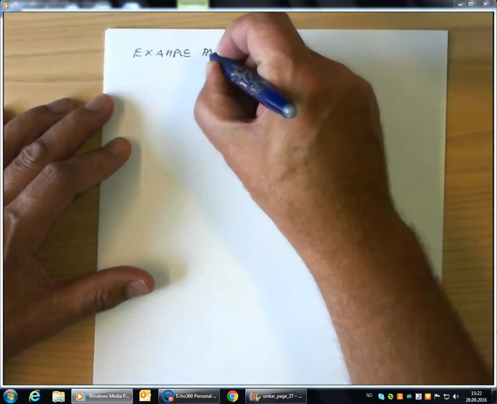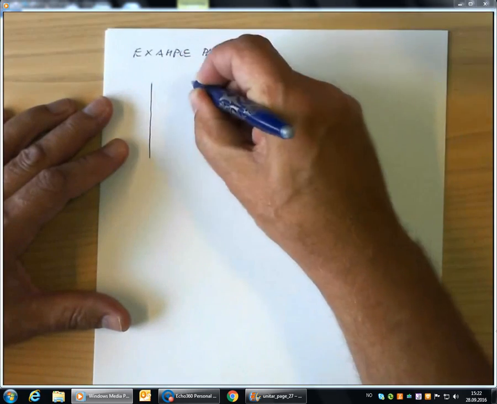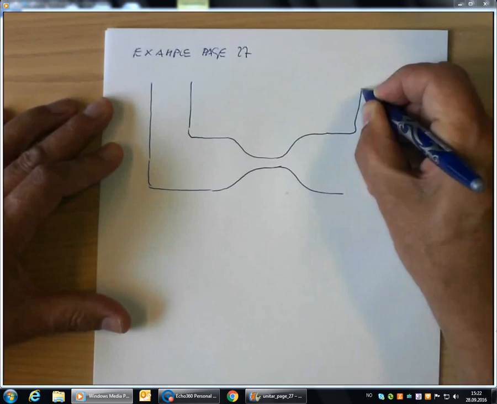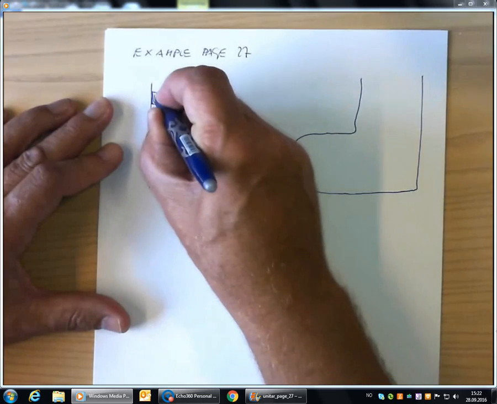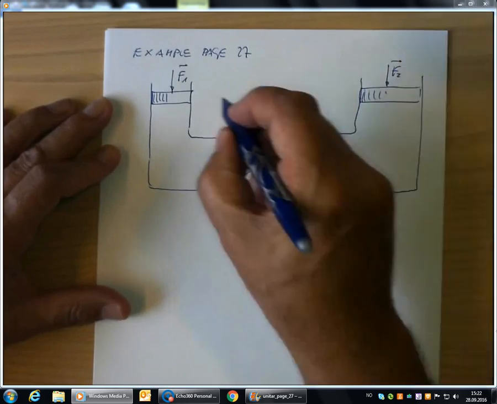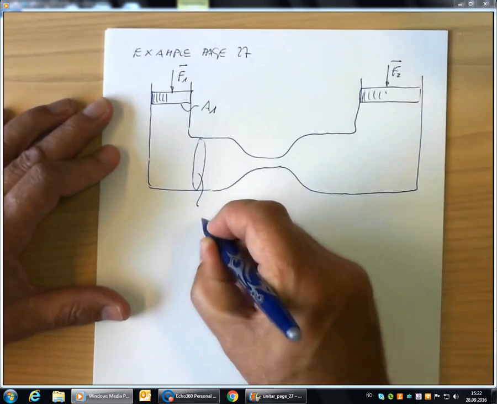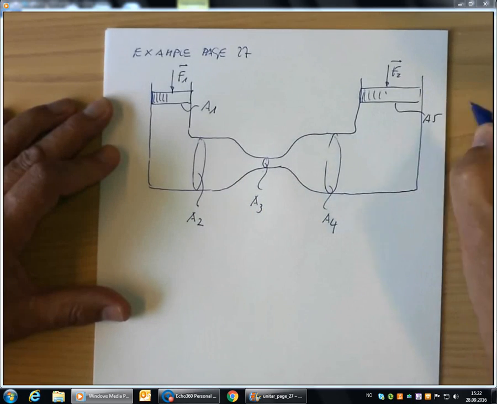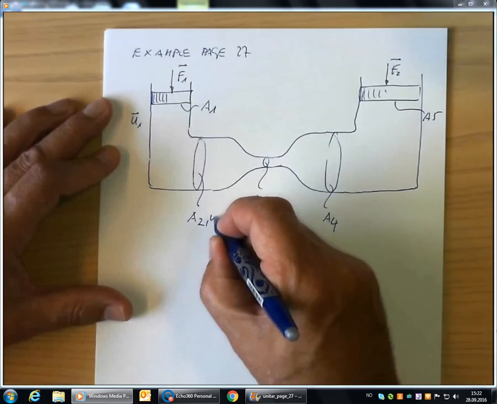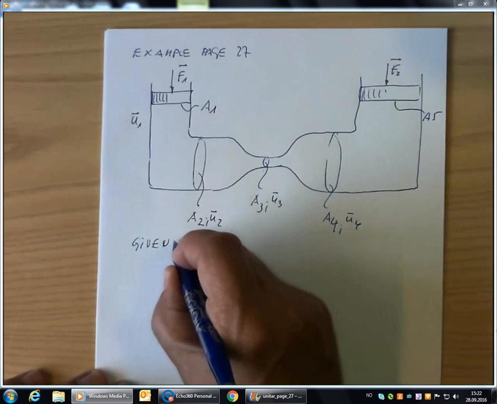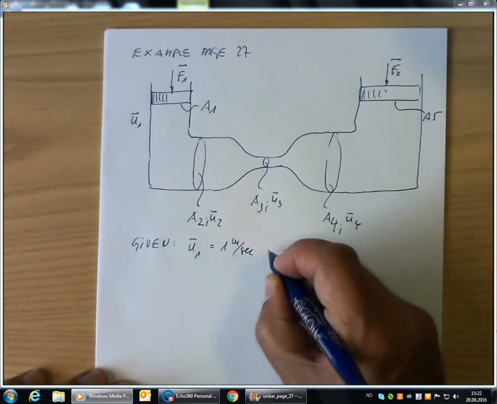Example page 27. We have a pipe arrangement and different cross sections. We start with cross section A1, there we have a cross section A2, there the cross section A3 and A4 and A5, and then we have the velocities U1, U2, U3, U4 and U5.